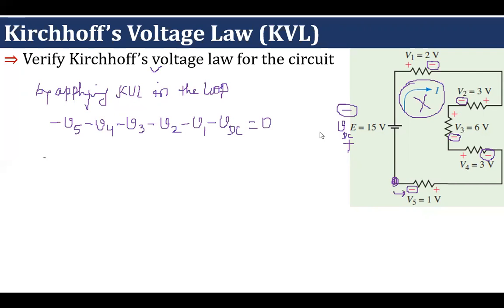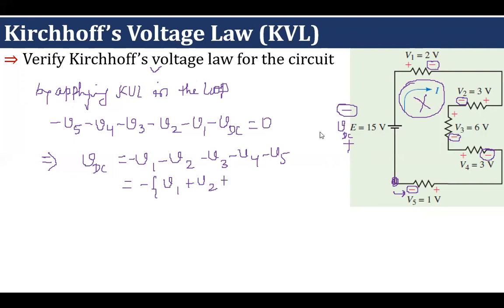So easily I can write that VDC is going to be equal to minus V1 minus V2 minus V3 minus V4 minus V5, which I can write as minus, taking common, V1 plus V2 plus V3 plus V4 plus V5. This mathematical equation we got by the KVL.